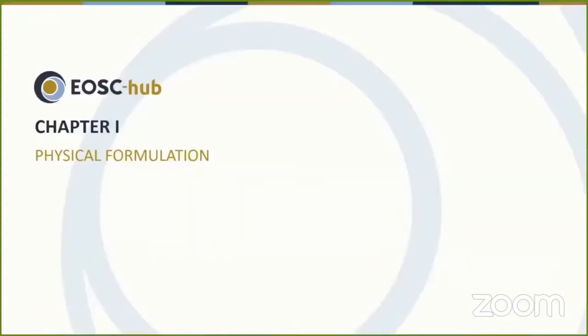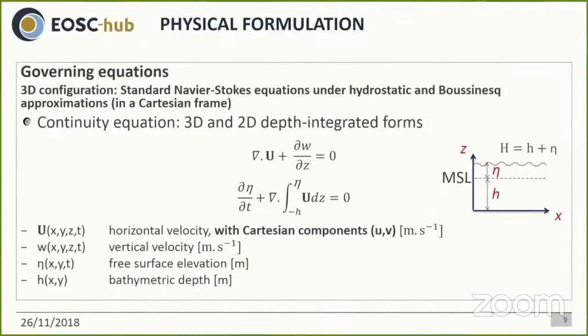Chapter 1. Physical formulation. SCHISM solves the 3D Navier-Stokes equations under hydrostatic and Boussinesq approximations. Here are the continuity equations in 3D and 2DH, where u corresponds to the horizontal velocity, w the vertical velocity, eta the free surface elevation, and h is the bathymetry. The total water depth equals eta plus h.